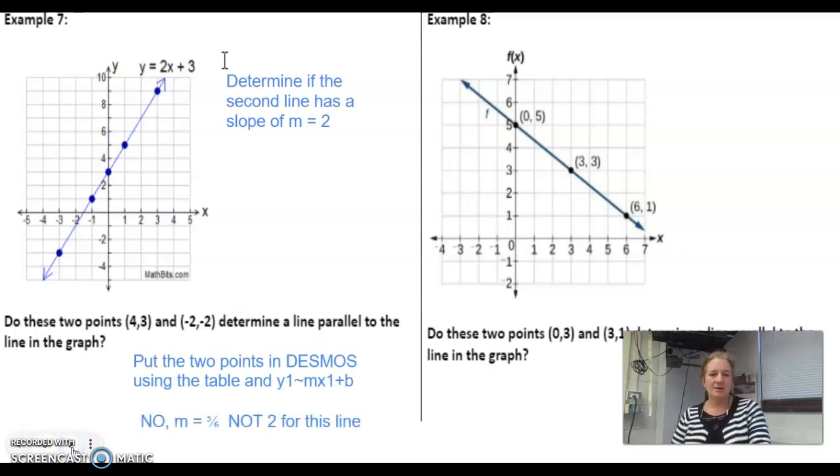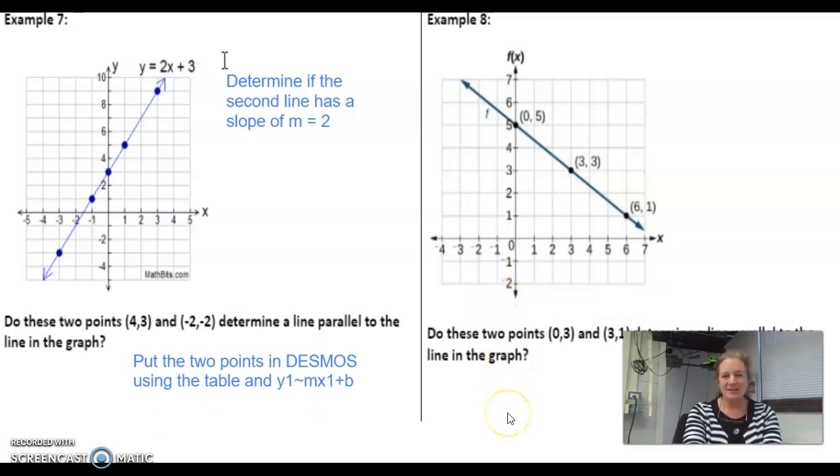So I put it into Desmos. I said, no, I came up with a slope of 5/6, not 2. So the 2 lines would not be parallel. They would intersect. So what I want you to do now on Edpuzzle is example 8. You're going to do the exact same thing I did with 7, but now you're going to do it on Edpuzzle. Okay? All right, that's it for this video.